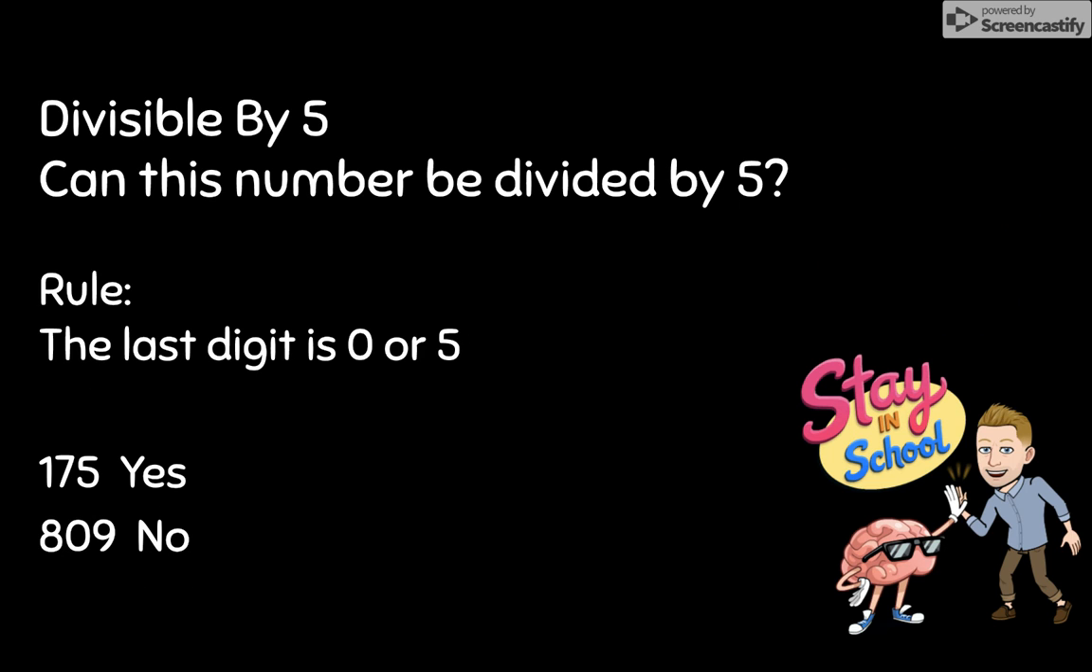Moving on to our last rule for this flip video. Is a number divisible by 5? Or can this number be divided by 5 with the answer being a whole number? This is an easy one, guys. The rule is if the last digit is a 0 or a 5, that number can be divided by 5. So, example, 175. Yes, that can be divided by 5 because the last digit, guess what, is a 5. Can 809 be divided by 5? No, because its last digit is not a 0 or a 5.